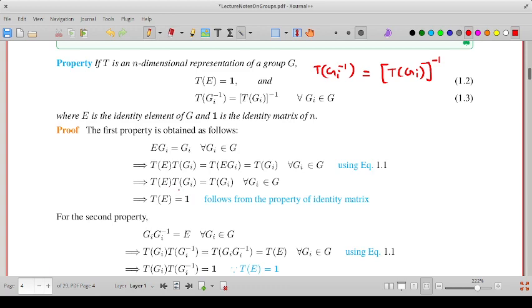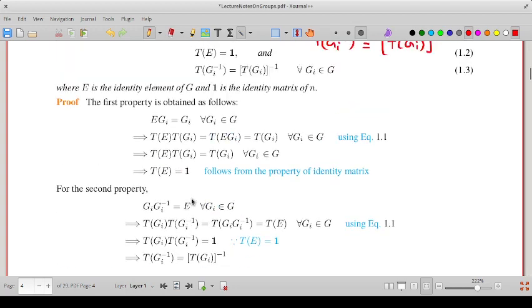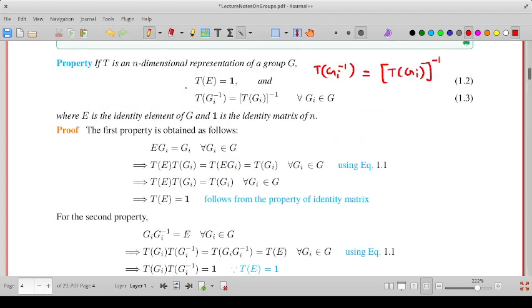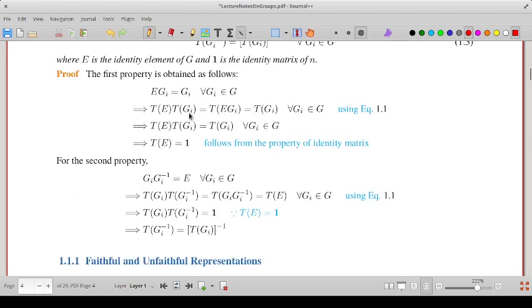And we know that that is the identity matrix. So if we have a set of matrices, and if some matrix Te times Tgi is equal to Tgi for all those matrices, then that means the matrix Te is the unit matrix. So that proves the first property of the representation.